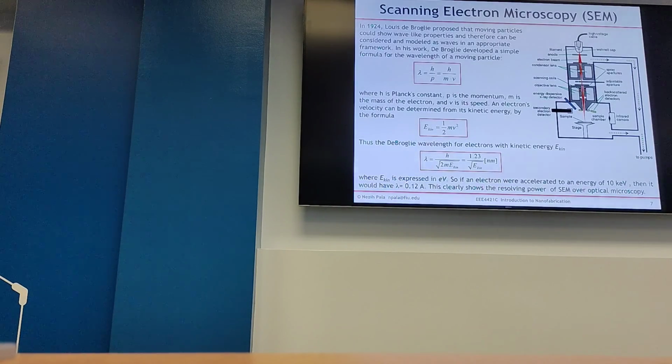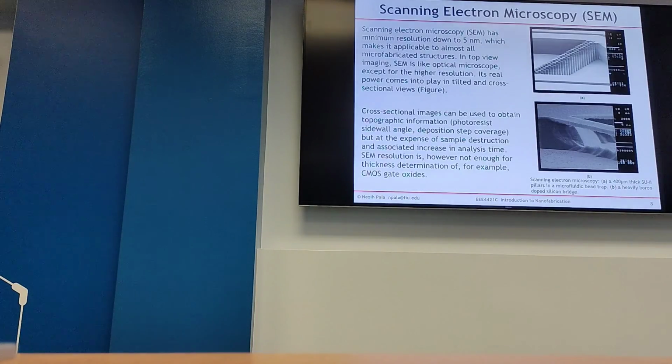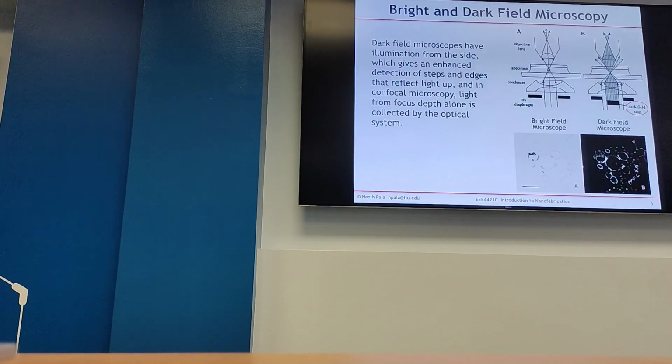So bright field uses transmitted light and dark field uses mostly scattered light. You see this here is scattered. It's not directly going through the specimen, but goes here, scattered, and some of it ends up in the objective. It's from the sidewall. So you can see the effects of the sidewall better.